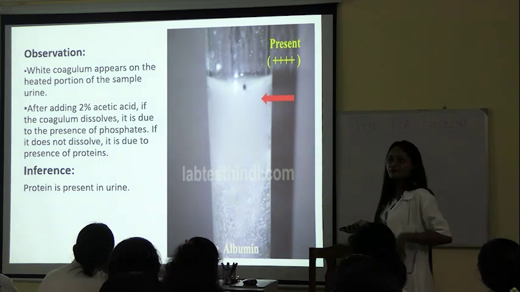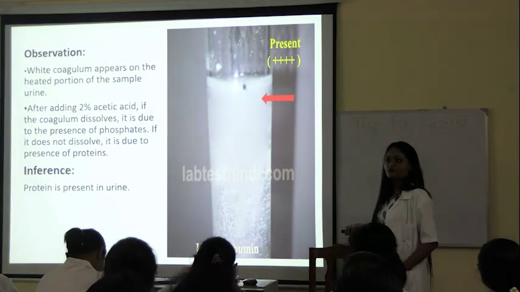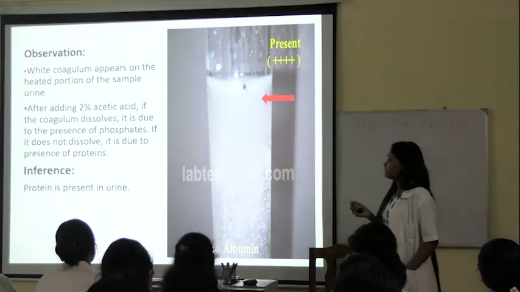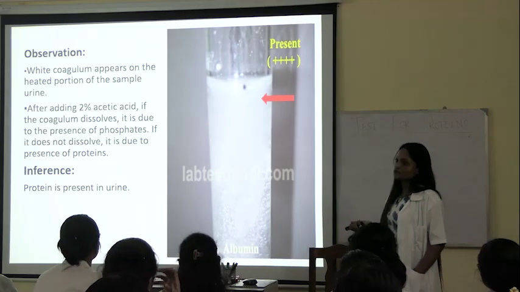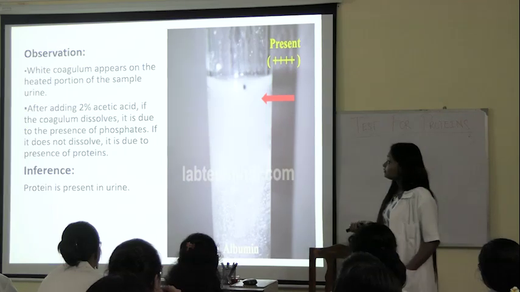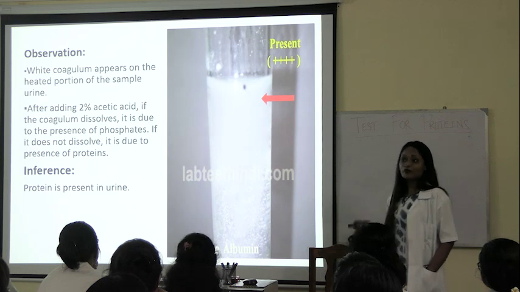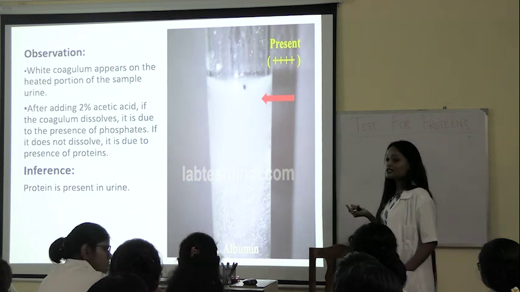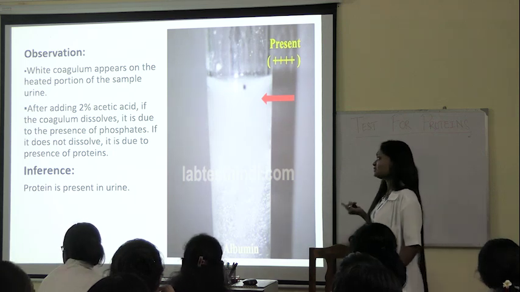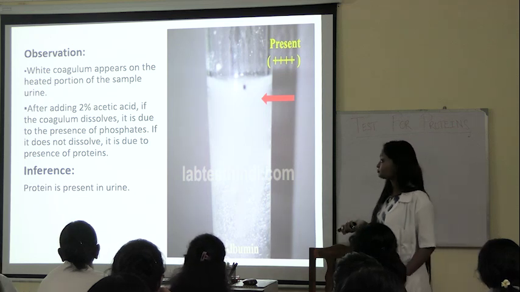After heating the sample, there will be appearance of white turbidity on the upper one-third portion of the sample. This can be due to the presence of phosphate, or the presence of protein. Then how can you differentiate between these two? We add 2% acetic acid to it and boil it again. If the turbidity disappears, it is because of phosphate, and if it does not dissolve, the turbidity is due to the presence of protein.